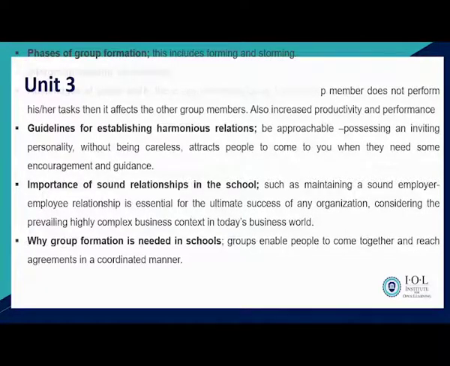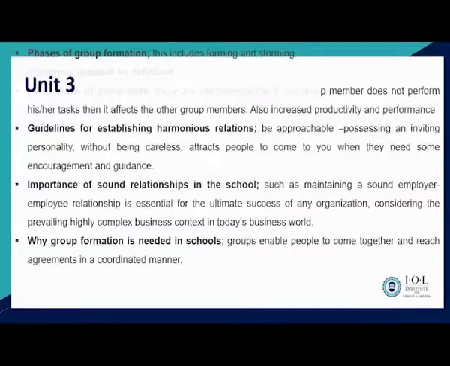Possessing an inviting personality. People should not be scared to come to your table or to your office. Without being careless, attract people to come to you when they need some encouragement and guidance. You must be able to put yourself in other people's shoes.